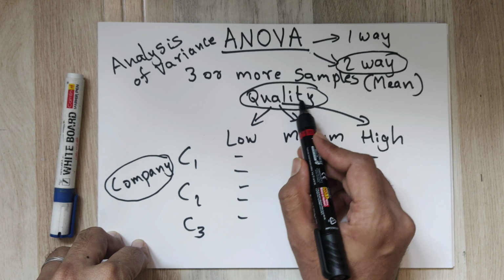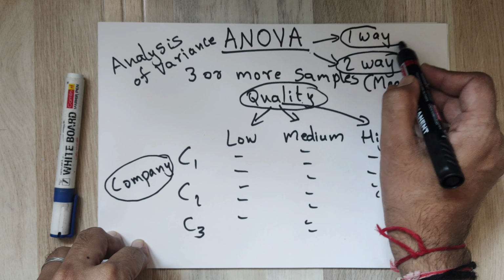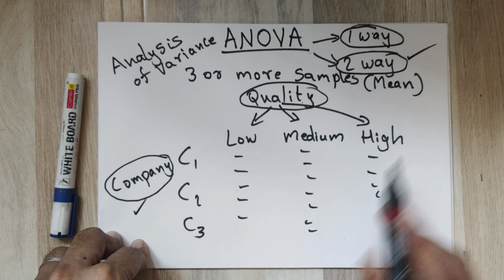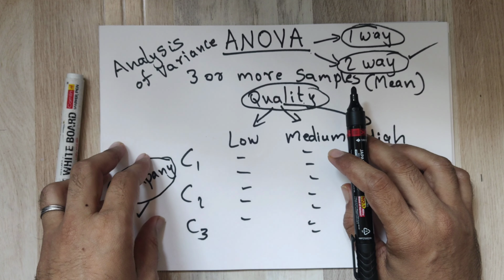So when we have only one parameter, quality, we use one-way ANOVA. And when we have two parameters, then we use two-way ANOVA.